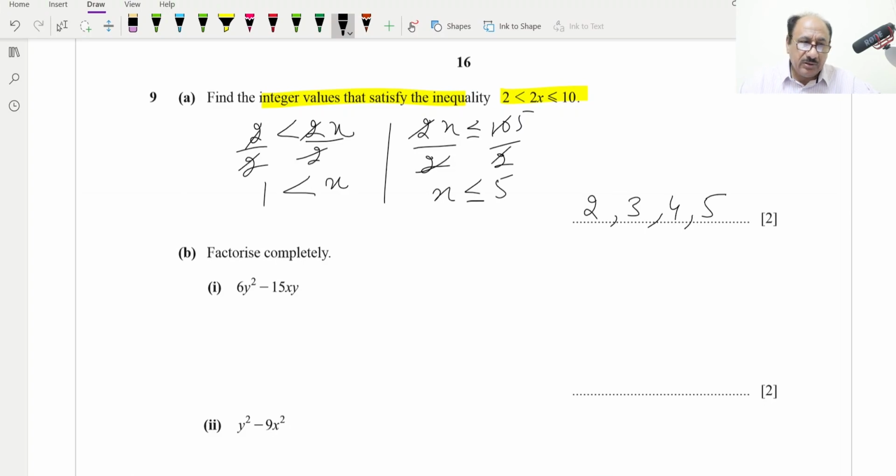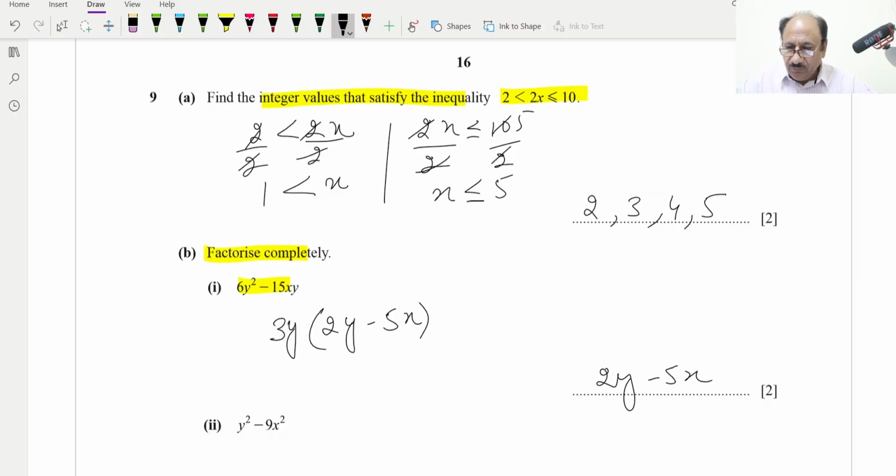We cannot include 1. Factorize completely. This is the equation. We'll have to take the maximum common factor. We can take 3y common. Inside will be 2y minus 5x. This will be our final answer. We can write here 2y minus 5x inside the bracket, and outside will be 3y.